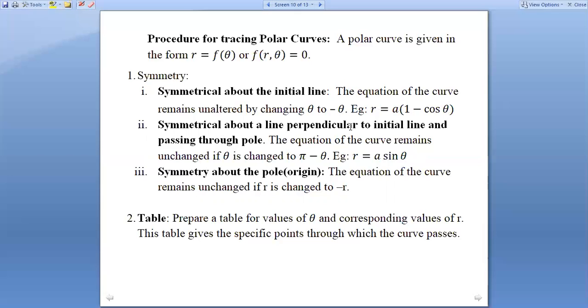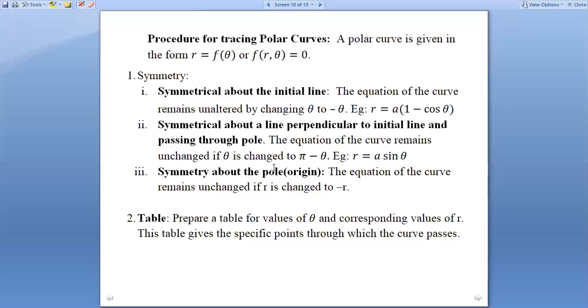Next, symmetrical about a line perpendicular to initial line and passing through pole. So equation of the curve remains unaltered if you replace theta by pi minus theta. Say for example, r is equal to a sine theta. You replace theta by pi minus theta. Sine of pi minus theta is sine theta itself. So this curve is symmetrical about the line perpendicular to the initial line. That is nothing but the y-axis in the Cartesian system.